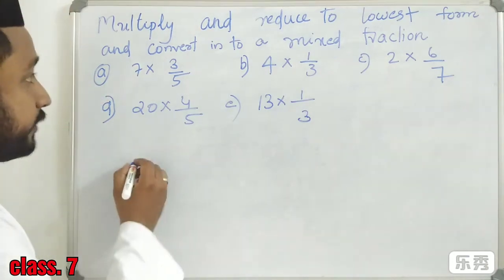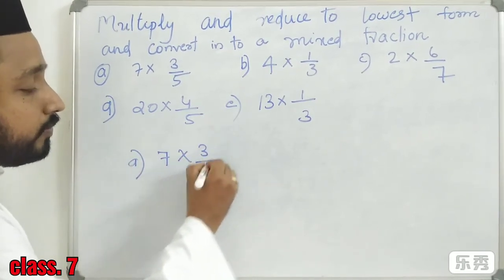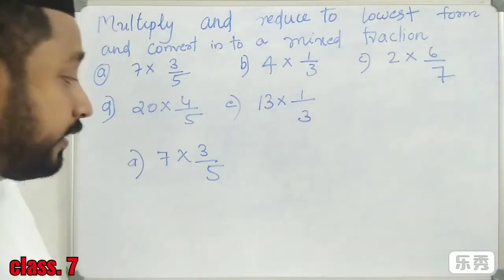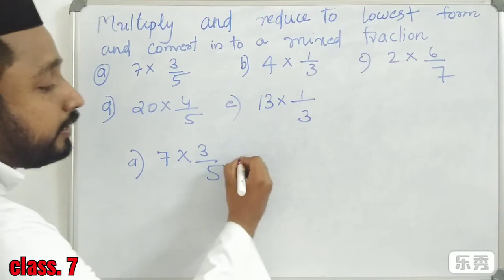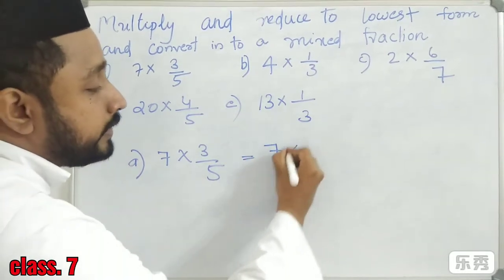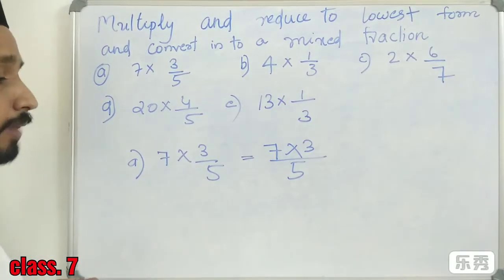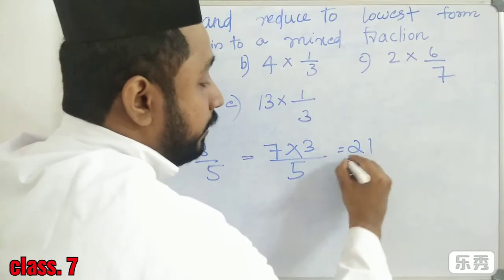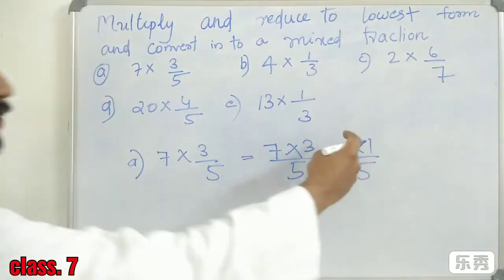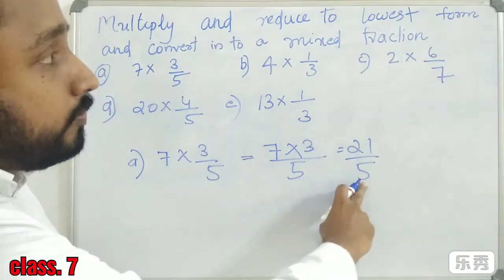First one, 7 into 3 by 5. 7 is a whole number, 3 by 5 is a fraction. In order to multiply a whole number with a fraction, multiply the whole number with the numerator, then write the denominator. So 7 into 3 by 5 is equal to 7 into 3, 21 by 5. So 21 by 5, no common factors are there, so this is the lowest form.